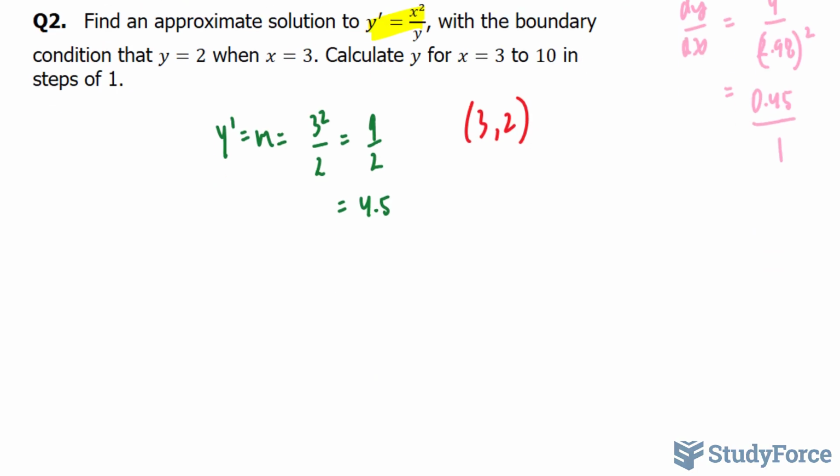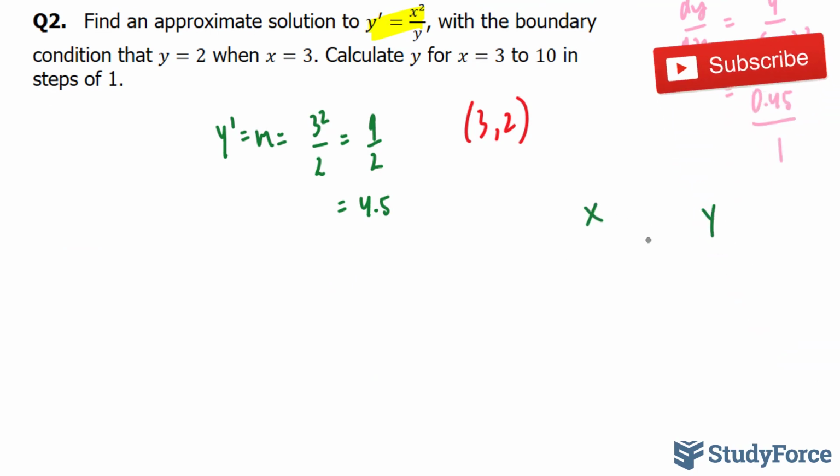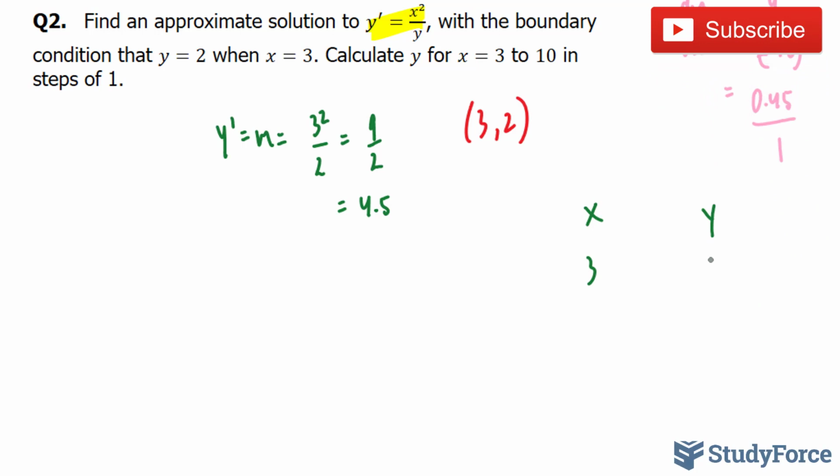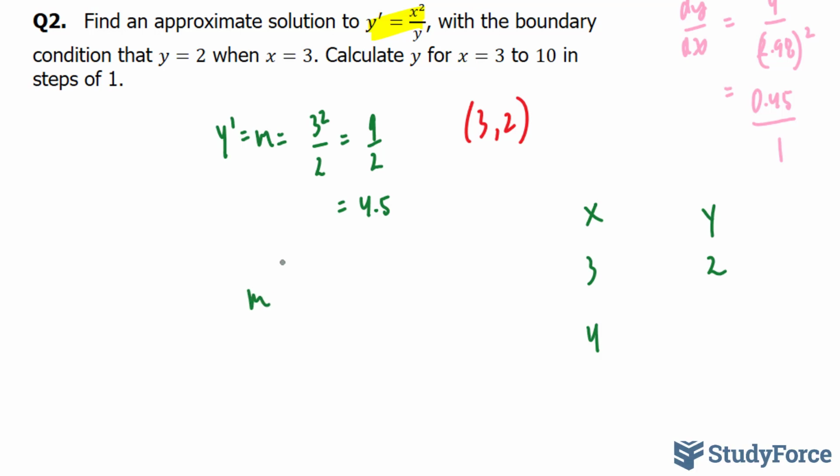And as I mentioned, I'll create a table at the same time. So I have x and y, and my first point is 3 and 2. What I want to do next is find out my next y coordinate. So I have an x coordinate of 4, and I want to find out my next y coordinate. To do that, I'll take this 4.5, the slope, and multiply it by the step size that they asked for in the question. They said they wanted steps of 1. So I'll multiply this by delta x, and this will give me delta y.